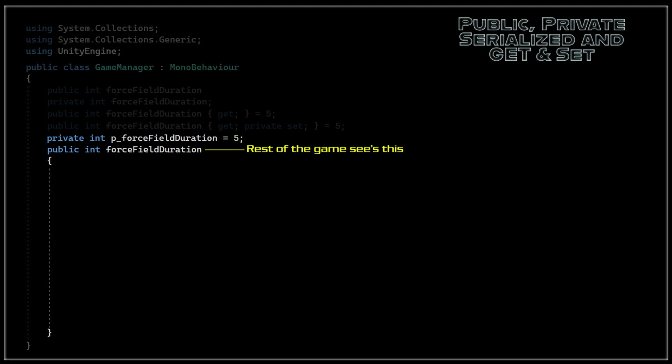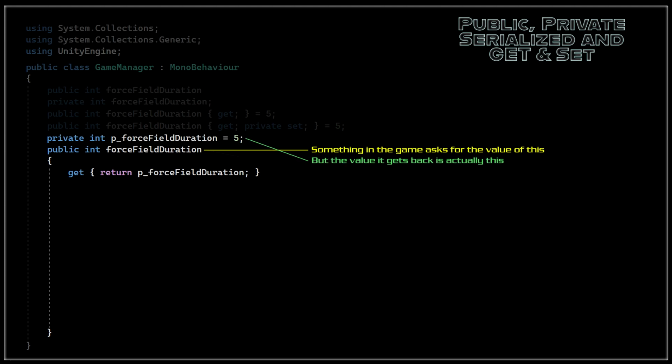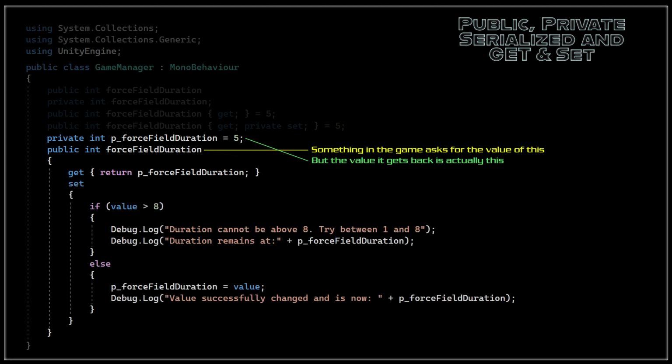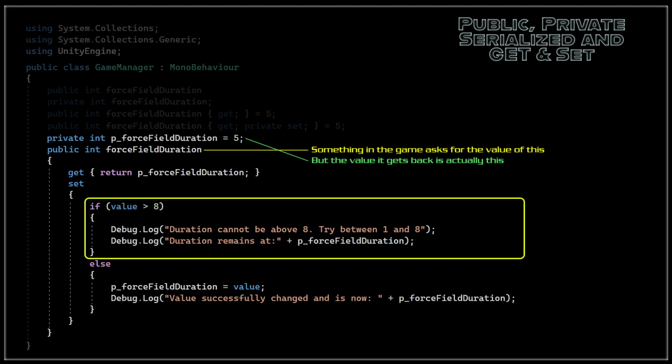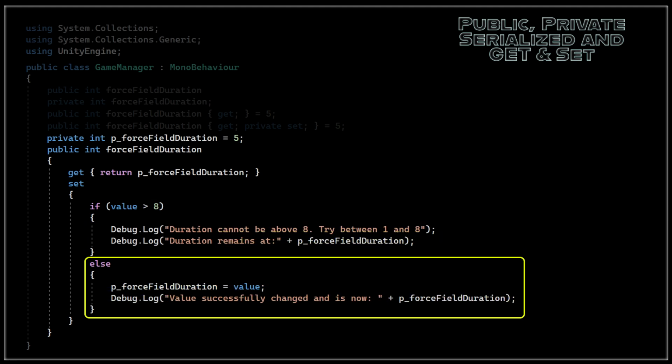So the first one is going to be get, which is return p underscore force field duration. So when another script requests the value from this variable force field duration, the get method will actually return the value from p underscore force field duration. And now for set, the code would look something like this. So we are saying if something tries to change the value higher than 8, then don't change it. Otherwise, if it's below 8, change p underscore force field duration to the value that it's trying to be changed to.